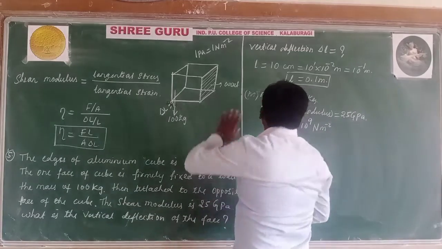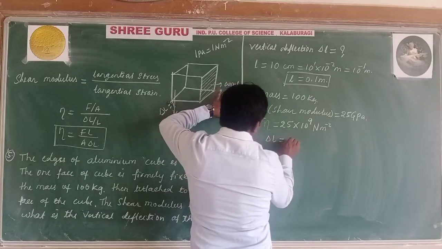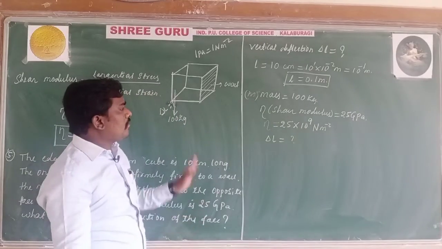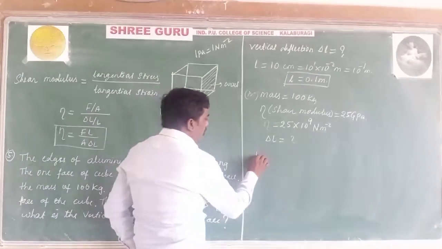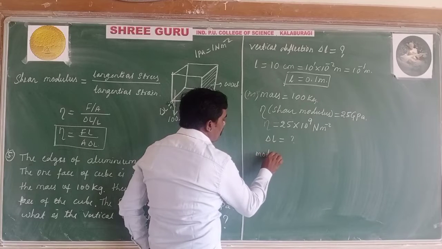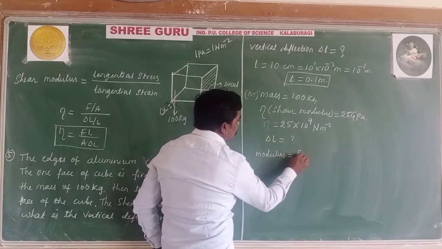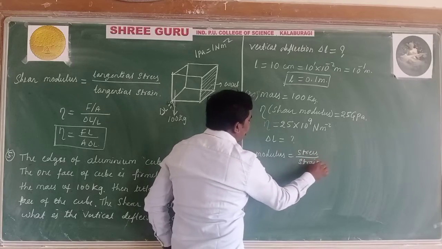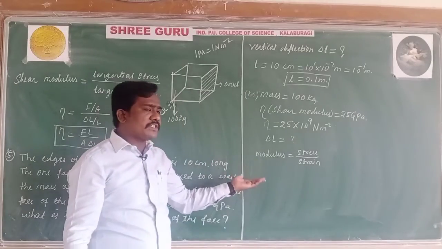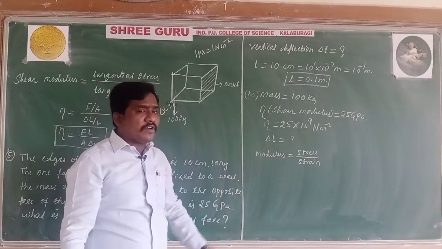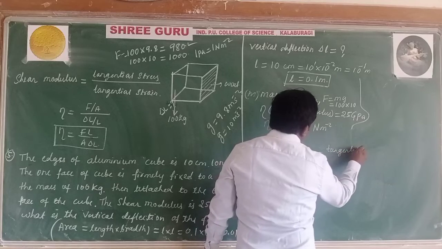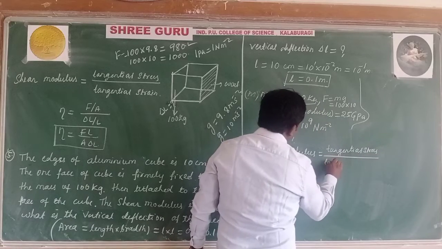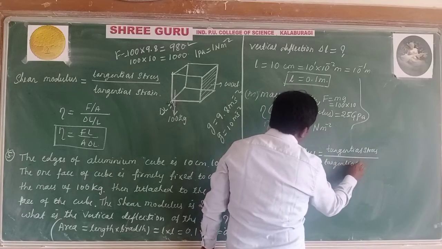This is what we should find, delta L. How to find delta L? By using shear modulus. The general definition for modulus is stress by strain. Young's modulus means longitudinal stress by longitudinal strain. The shear modulus means tangential stress by tangential strain.